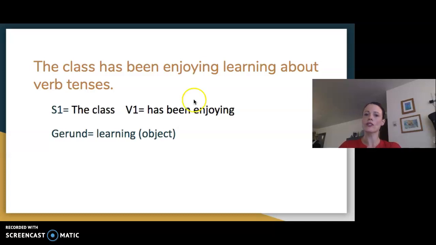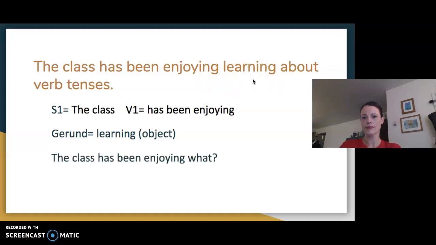So it can look weird to have this ing, but this first part is the verb, and then this is a gerund. And remember, how do you find the object? You say subject, verb, what. The class has been enjoying what? Learning.